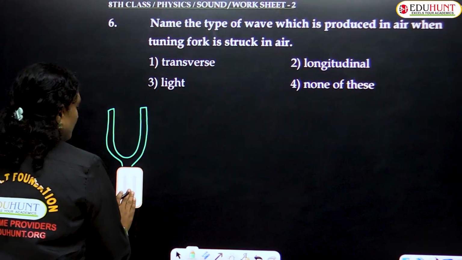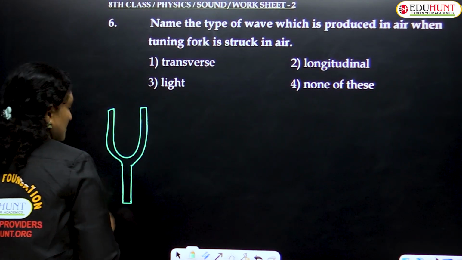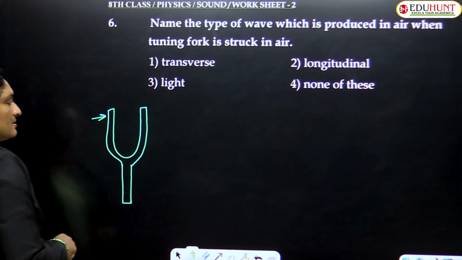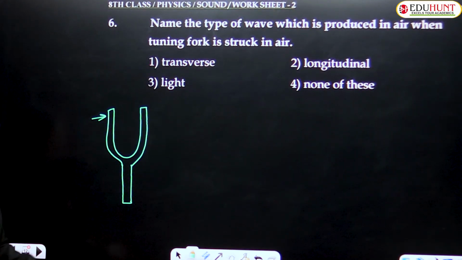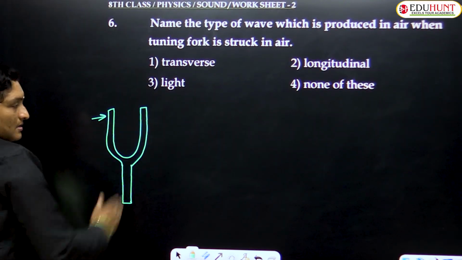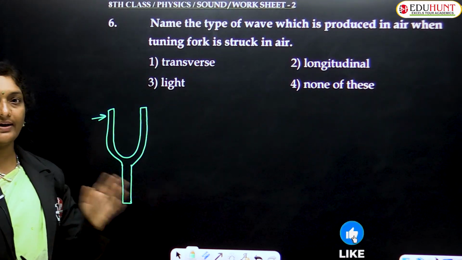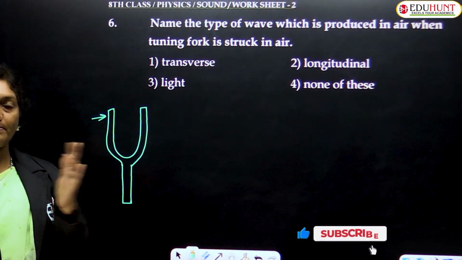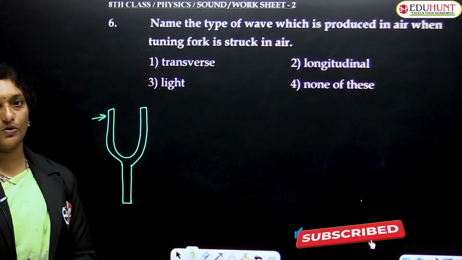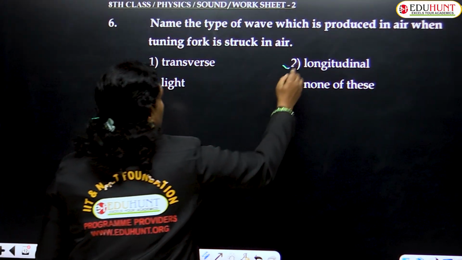Whenever a tuning fork is struck with the help of a rubber hammer, when some disturbance is created to one of the prongs of a tuning fork, they start vibrating to and fro like this, back and forth. That means what type of waves are being produced? Whenever it vibrates to and fro or back and forth, the type of wave produced is a longitudinal wave. Hence, it produces a longitudinal wave.